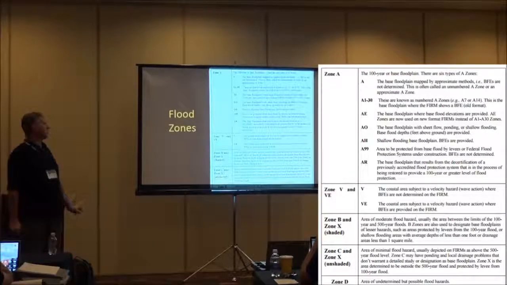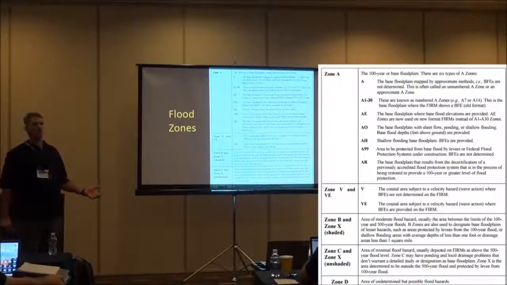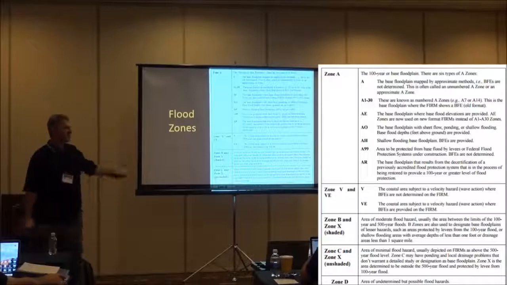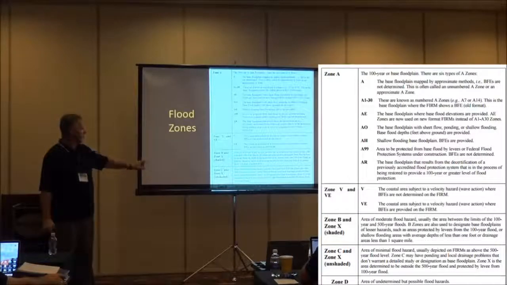Then we have Zone B and Zone X. Area of moderate flood hazard, usually the area between the limits of the 100-year and 500-year floods. B zones are also used to designate base floodplains of lesser hazards, such as areas protected by levees from the 100-year flood, or shallow flooding areas with the average depth of less than 1 foot, or drainage areas of less than 1 square mile. My goodness, that's a mouthful. Yeah, what is that? I've read that 7 times. And first of all, do we need to memorize all that? No, because it's right here on the legend, on the map. Yeah, but I need to understand it after I read it. Well, let's read the next one, and we'll compare the two.